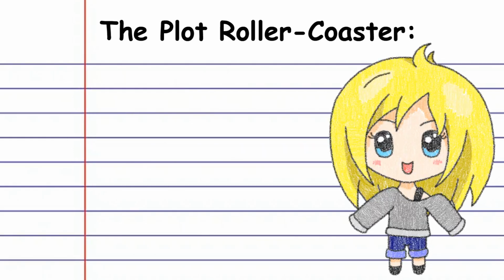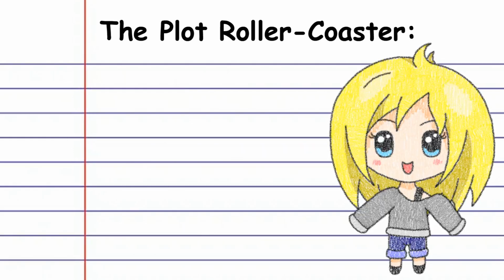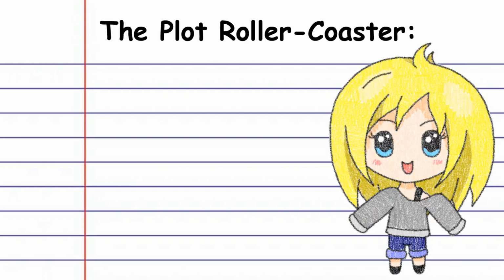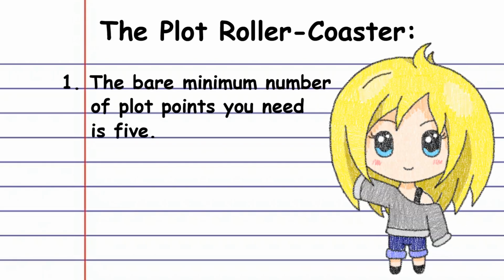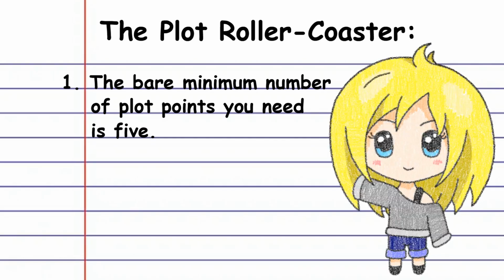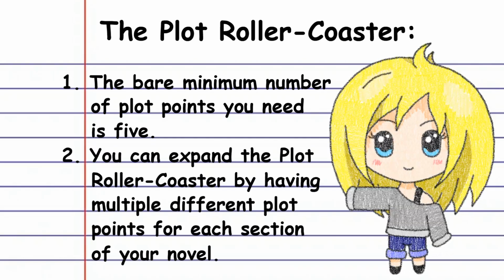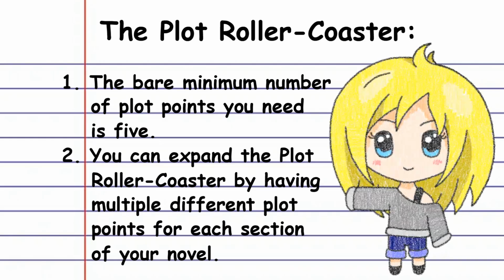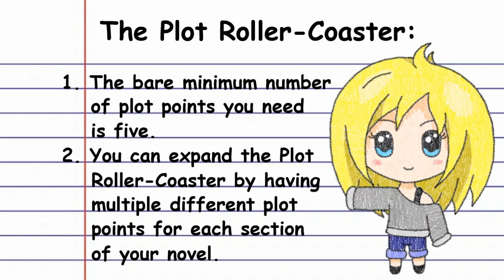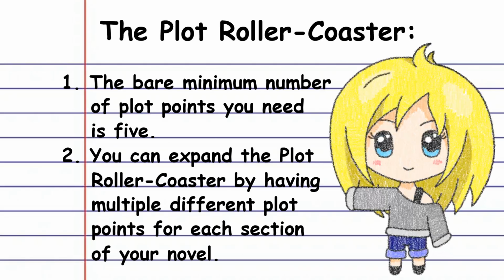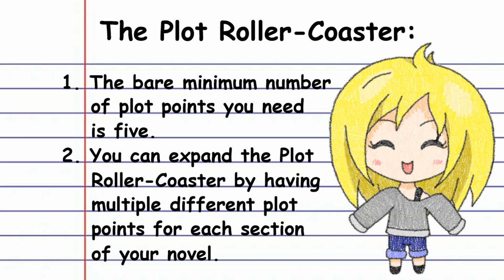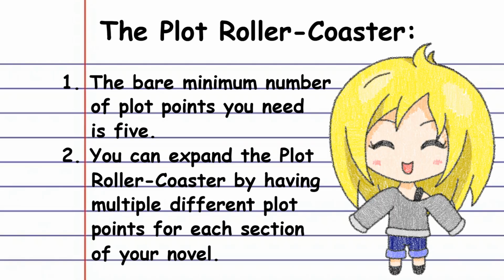Now, the plot roller coaster method can also be adapted to work for plantsers and plotters. The bare minimum number of plot points you need to get a basic idea of what direction your novel is going to go in is 5, but you could extend this by having 2 or 3 plot points for your exposition, a dozen different plot points for your rising action, 2 or 3 for the climax, 3 to 5 for the falling action, and 2 or 3 ideas for what's going to happen in your resolution. You can make it as complex as you like.